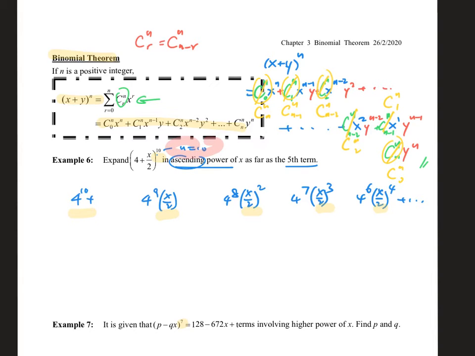n is now 10, so it should be 10C0, 10C1, 10C2, 10C3, and 10C4. Then by calculator, you can get these numbers, simplify with 4 to the power 10, and you have to obtain the answer in the format of several terms added up and plus dot dot dot afterward.